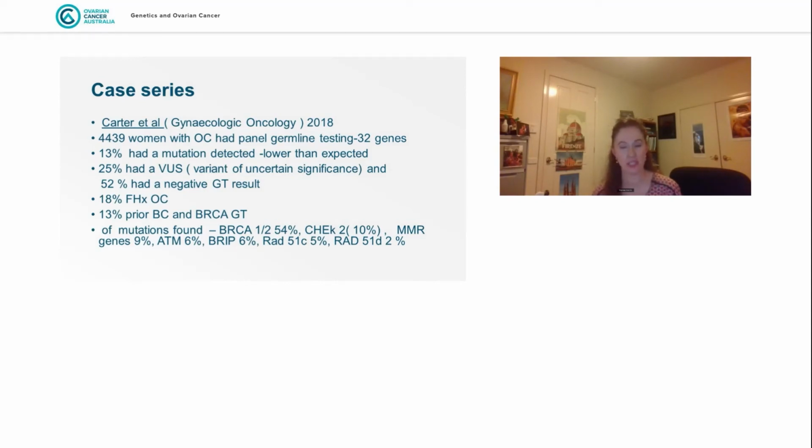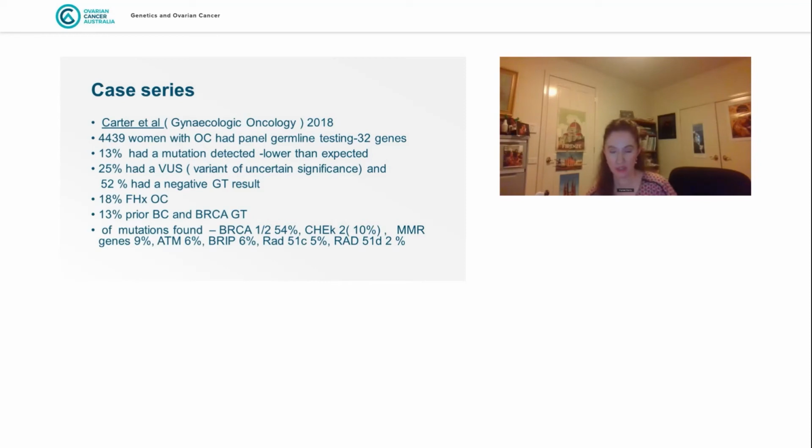And over a period of time, some of these will be downgraded to be just variants or nothing significant. Others of them will be upgraded and determined that it's actually now disease-causing. And over half have a negative or what we call an uninformative result. Out of this group, about 20% had a family history of ovarian cancer and about 13% had a prior history of breast cancer. Of the mutations found, as we said, the biggest player, BRCA1 and 2, 54%.